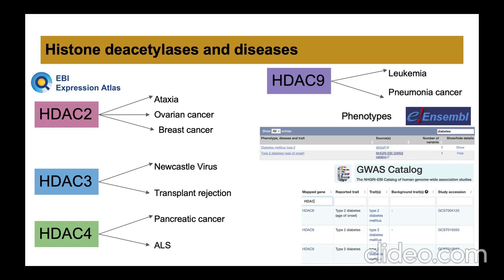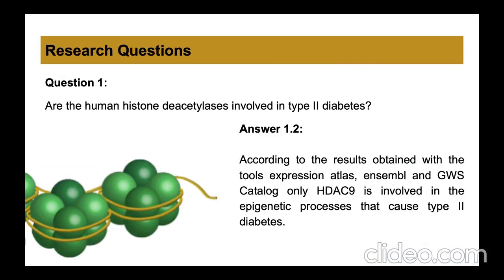On the other hand, we found that through a genome-wide association study, a relation between type 2 diabetes and the gene related to histone deacetylase number 9 was established. So, according to the results obtained in our research, only histone deacetylase 9 is involved in the epigenetic process that causes type 2 diabetes, which also answers our question number 1.